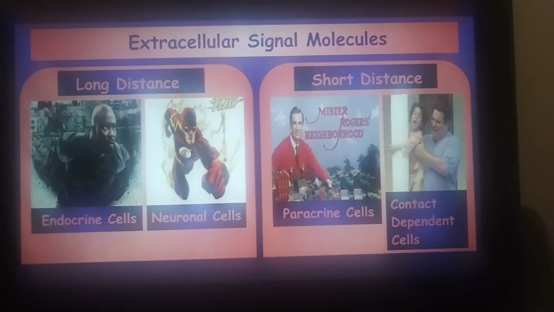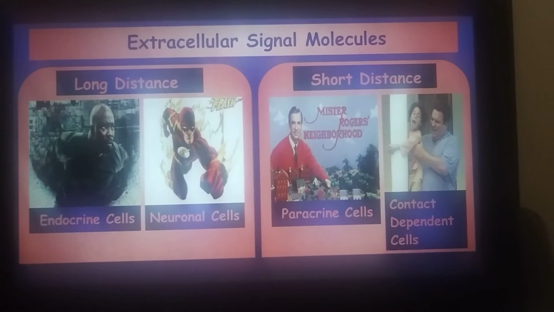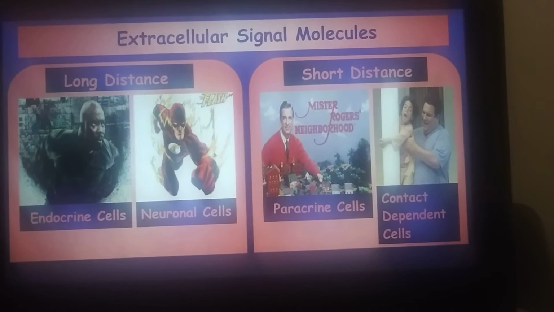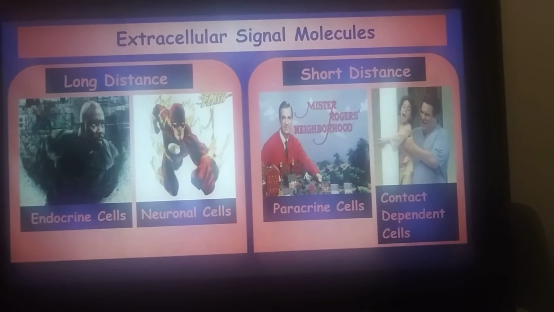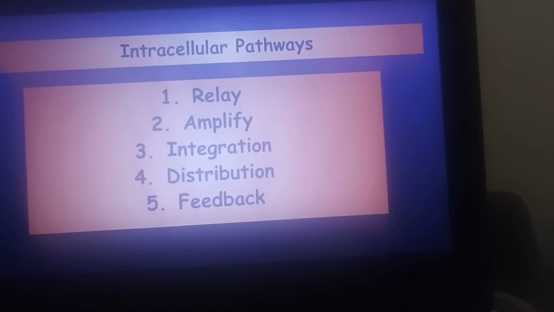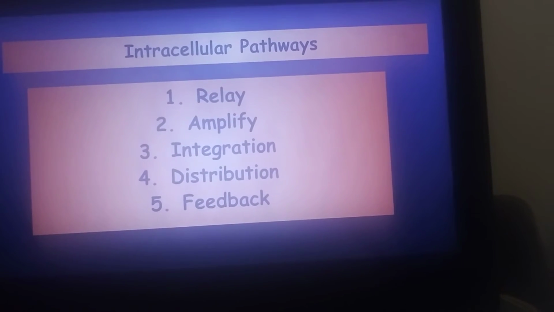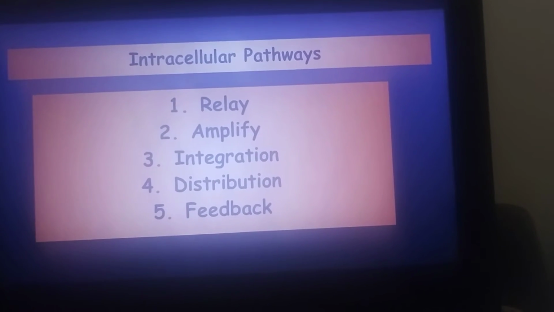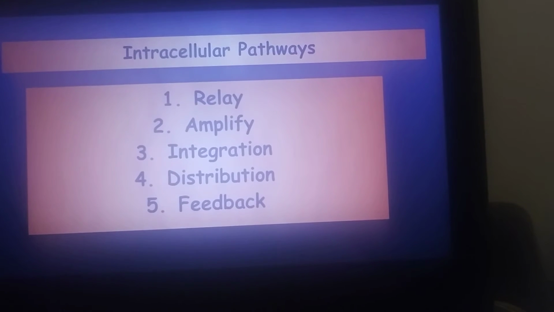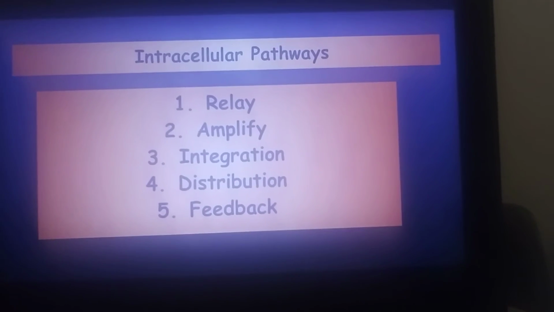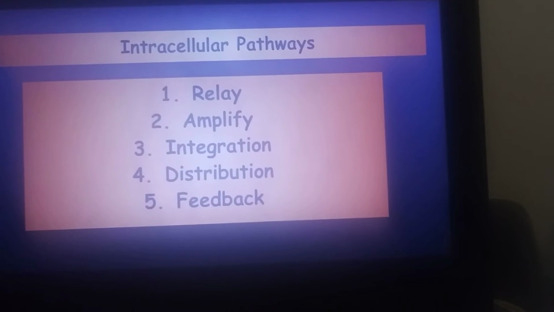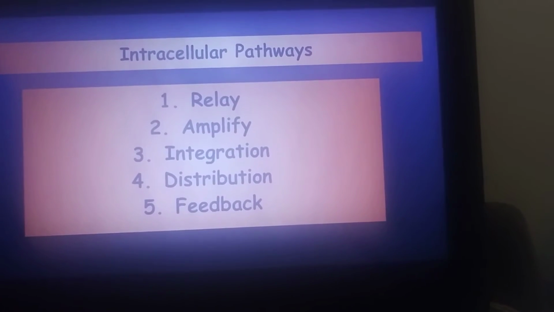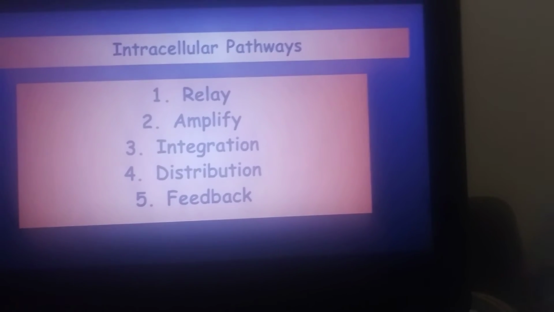Extracellular signals get to their target cell with the help of intracellular signaling pathways. They break down into 5 stages: relay, amplify, integrate, distribute, and feedback. Relay involves spreading the signal. Amplification makes the signal stronger. Integration combines the detected signals. Then the signal is distributed to effector proteins, and then the signal receives feedback.